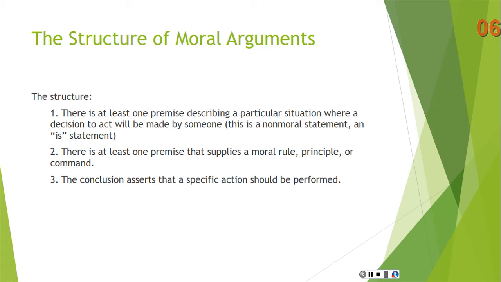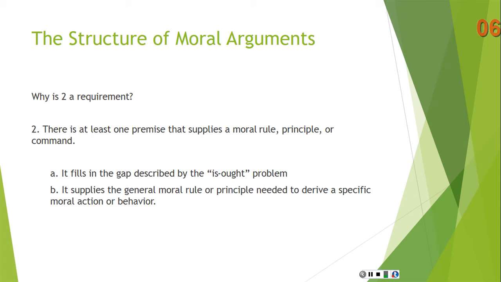Okay. And it doesn't need to be an action. It could be a character trait, right? You have a situation where you're concerned about whether someone has a good character or not. But let's stick with actions. So you've got someone wanting to commit a particular action. This is the is statement. You've got a moral rule or principle about how to act, and then you've got a conclusion asserting whether that specific action is right or wrong. Let's look at some examples.